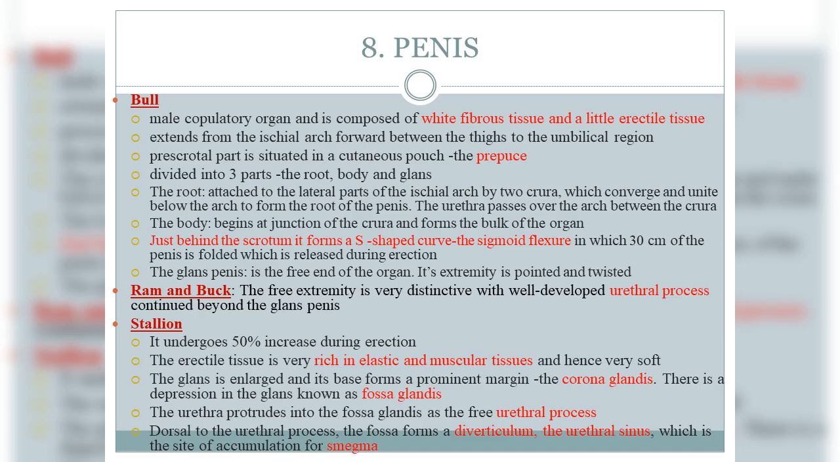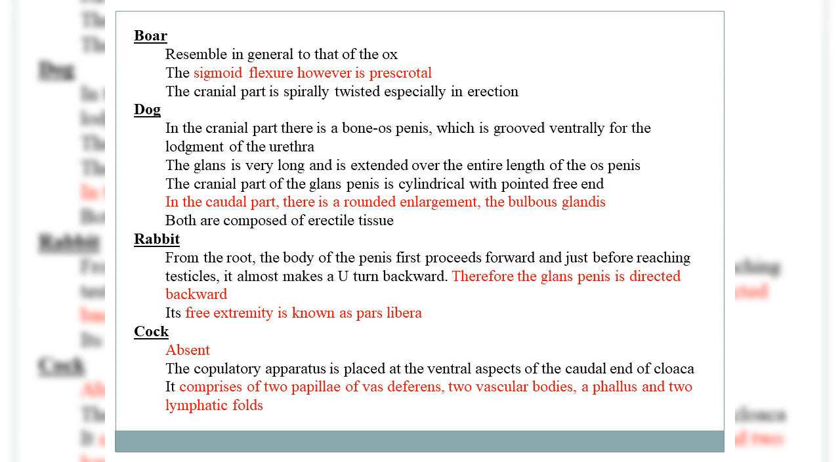The penis is the male copulatory organ, composed of erectile tissue and fibrous tissue. Its structure and function vary among species, with adaptations like the sigmoid flexure in bulls and the corona glandis in stallions. Different animals have unique penile structures. For example, boars have a sigmoid flexure, while dogs have a bone within the penis. These variations are adapted to their specific reproductive strategies.